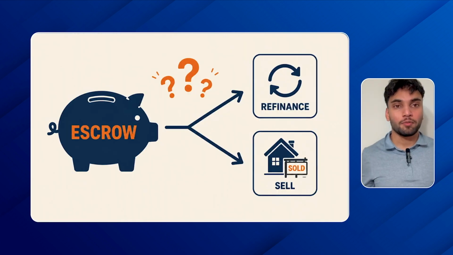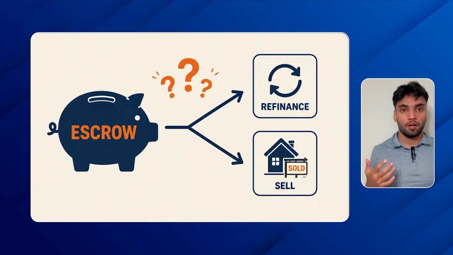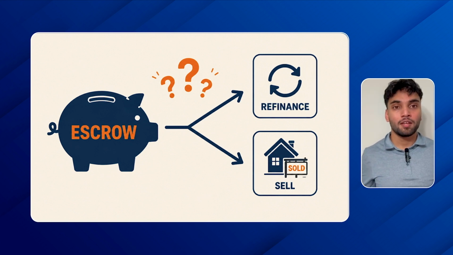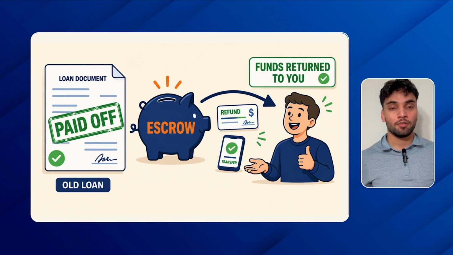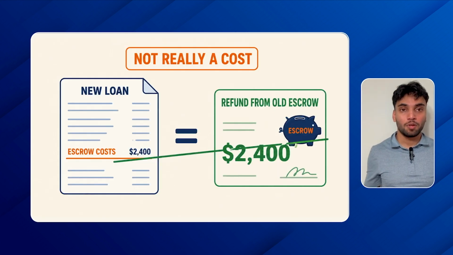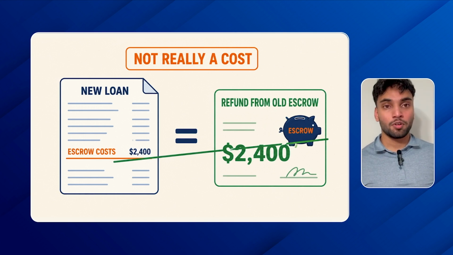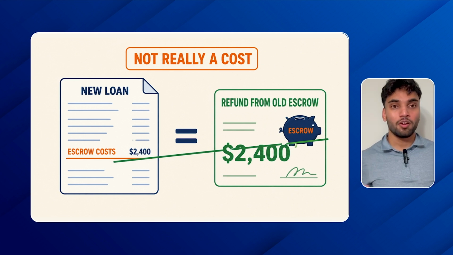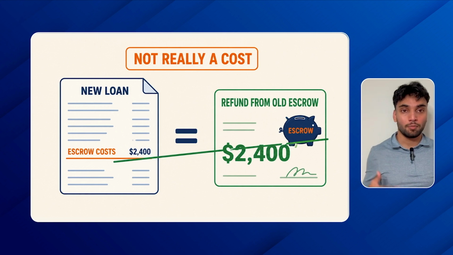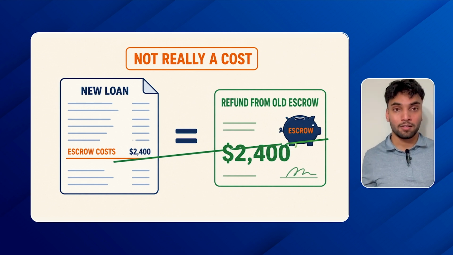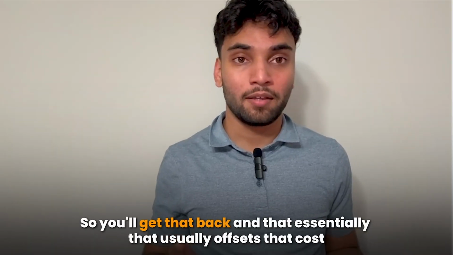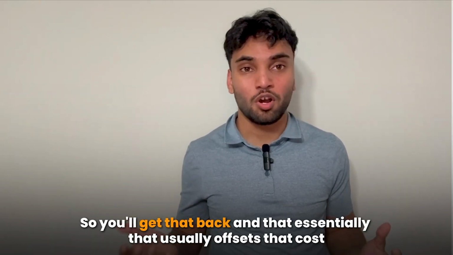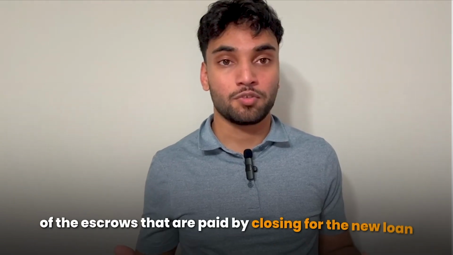Now, you may be wondering, what happens to my escrow account if I refinance my home or if I sell my home? Well, in that case, your old loan is paid off, so any money that is sitting in that escrow account gets refunded back to you either via check or direct bank transfer. This is why when you're refinancing, the escrow costs that are loaded into the new loan are not really costs, because you're going to get the money that was in your existing escrow account back, because that was your money to begin with and it's always been your money.